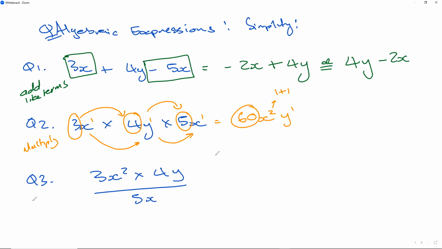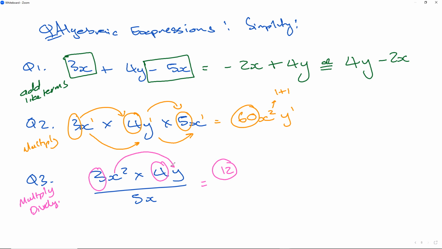The next one, I am multiplying and I am dividing. And I can do either in any particular order. All right, so if I have to divide, I can only divide the x terms. I can't divide the numbers. So let's say I multiply the top numbers first. 3 times 4 is going to become 12.